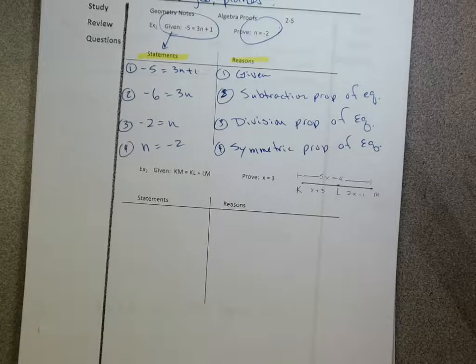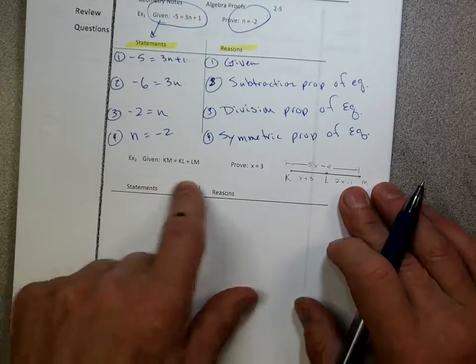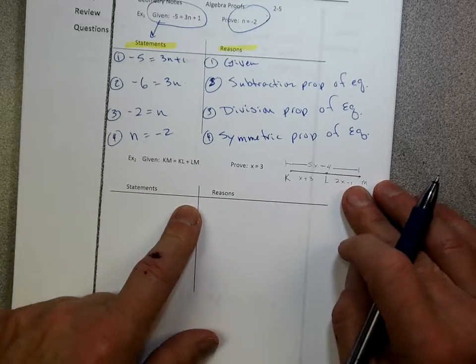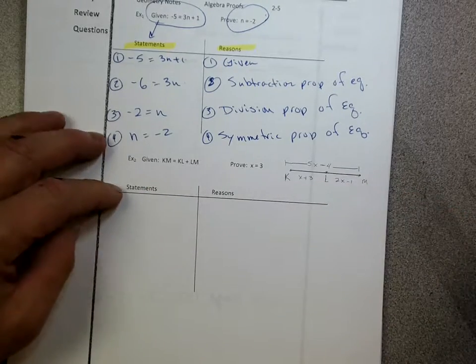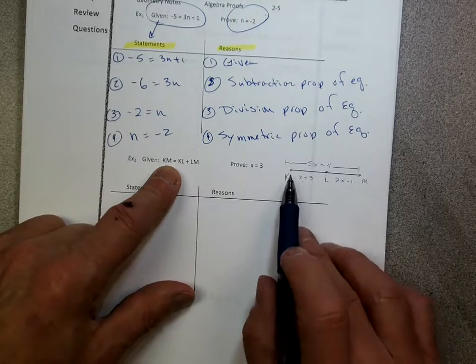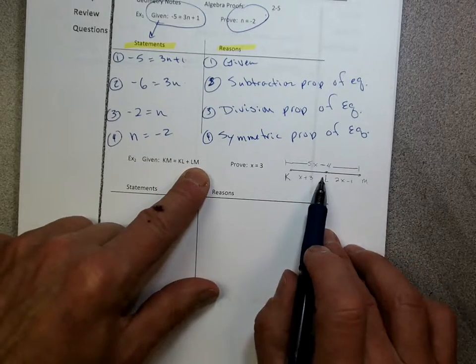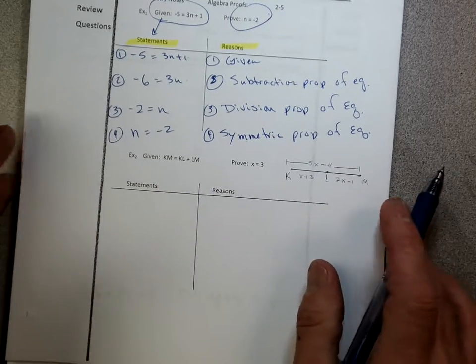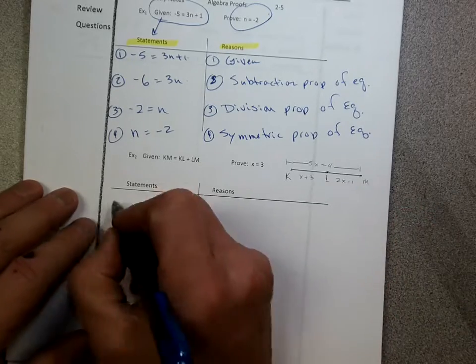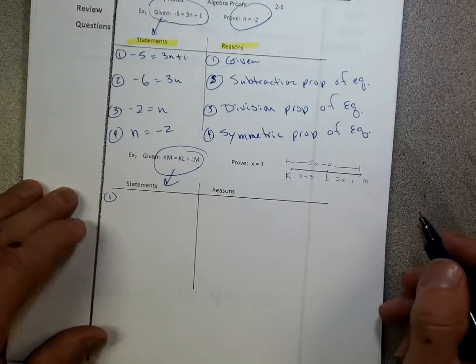Okay, example 2. So in example 2, the difference is we're going to start off with a geometric figure, and then we're going to have to put in some x's, right? So what's the first step? It's always the given. So it's given in terms of letters. KM, which is the entire thing, is equal to KL, this piece, plus this piece. Okay, that makes sense to me. But we know, at least I've told you, the very first step is always, this is always the very first step. Write that down, step 1.